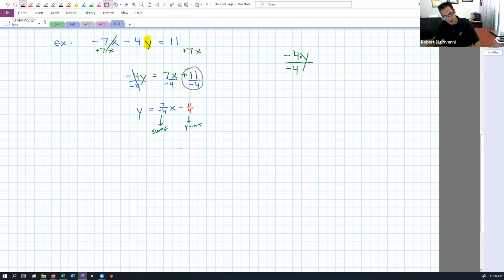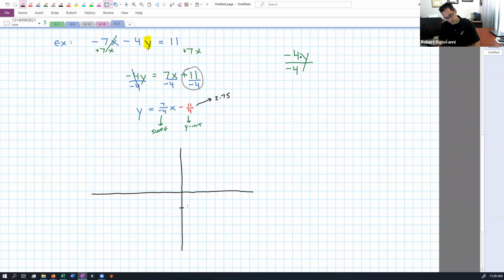Okay, so now what I'm going to do is a little tricky because we have fractions now. I need to figure out where my y-intercept is. So where is 11 over 4? It's negative, so I need to go down. This is where you just get your calculator out and do 11 divided by 4, and that'll give you 2.75.